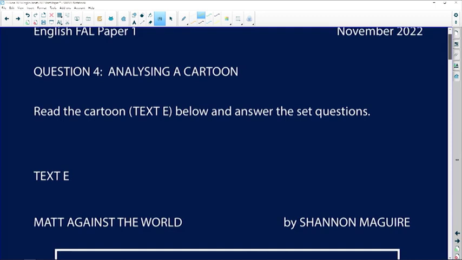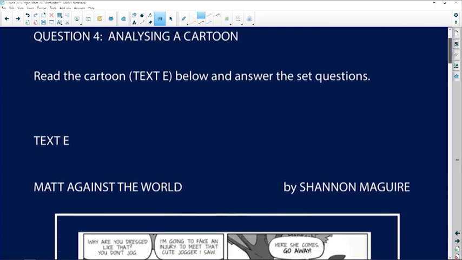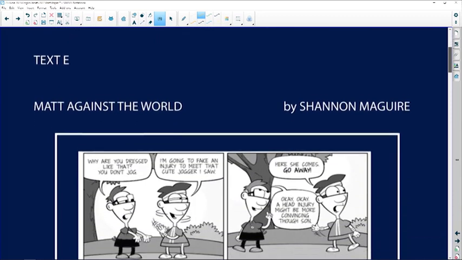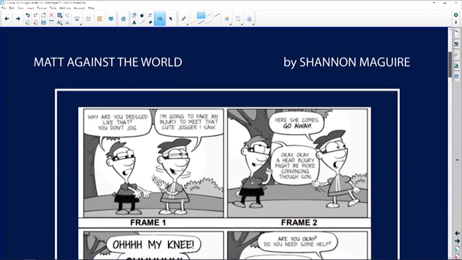The second part of the visual text questions is the cartoon question, which is question 4. Once again, read and answer the set questions. So let's have a look at this one.